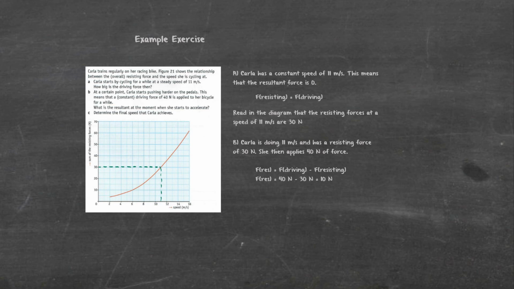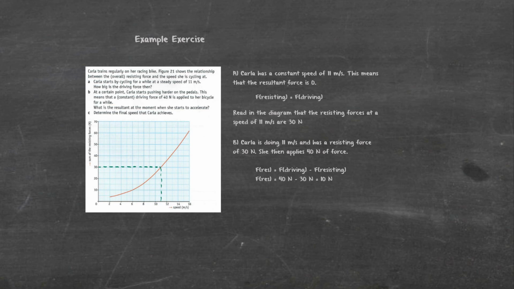Final question. Determine the final speed that Carla achieves. To tackle this problem, think of what is asked. The question asks for the final speed if Carla has a driving force of 40 newtons. The final speed is the speed where Carla would not accelerate anymore. When she is not accelerating anymore, the resultant force would need to be 0 newtons, because at a resultant force of 0 newtons there is no acceleration or deceleration.